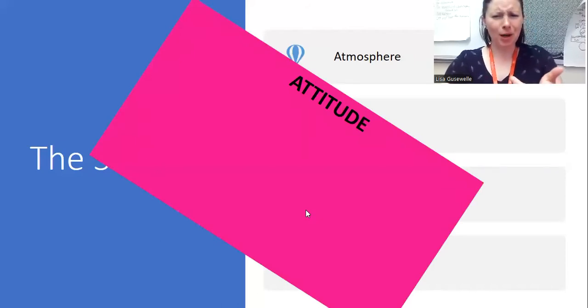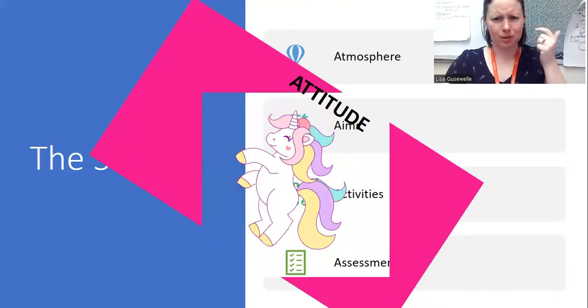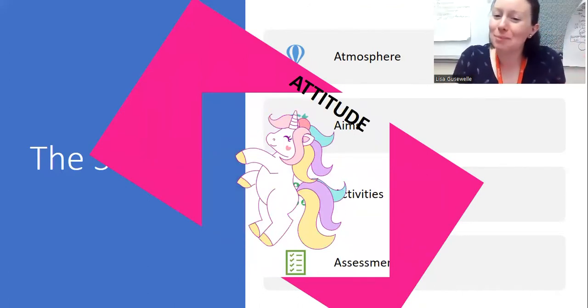Oh, there's like a pink box on my screen. It says attitude, and there's a unicorn. Well, you know what? Actually, there is probably 5 A's.